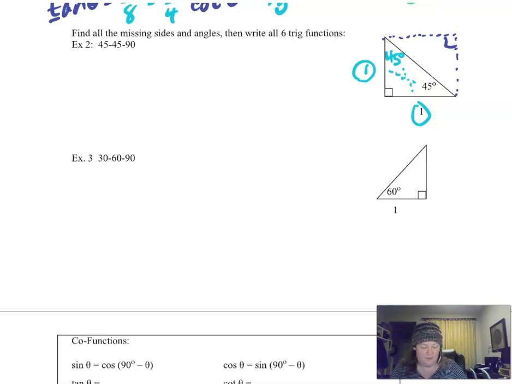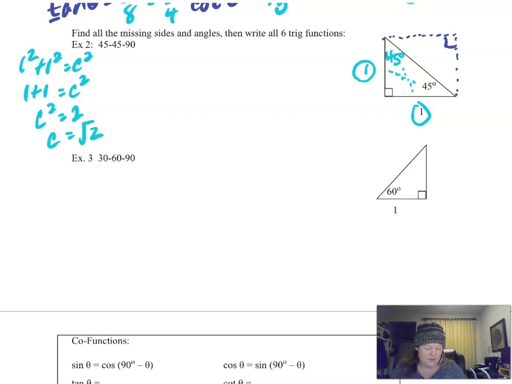So how am I going to figure out what the third side is? Well, Pythagorean theorem again. So I'm going to have 1 squared plus 1 squared equals c squared. That's going to be 1 plus 1 equals c squared. That's going to be c squared equals 2, or c is square root of 2. So now I know this one is square root of 2. All right, so they said find all the missing sides and all the missing angles. We did that. We have 3 sides, we have 3 angles.